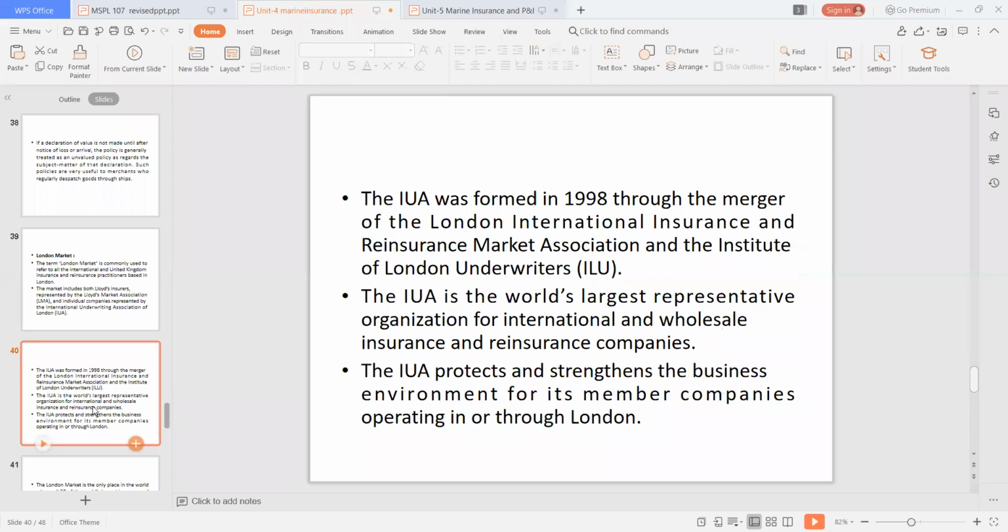The IUA was formed in 1998 through the merger of the London International Insurance and Reinsurance Market Association and the Institute of London Underwriters. The IUA is the world's largest representative organization for international wholesale insurance and reinsurance companies. The IUA protects and strengthens the business environment for its member companies operating in and through London.